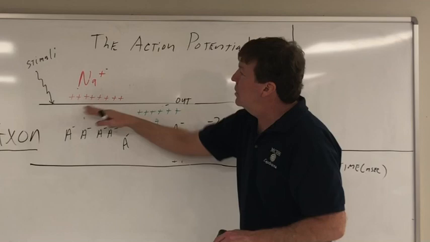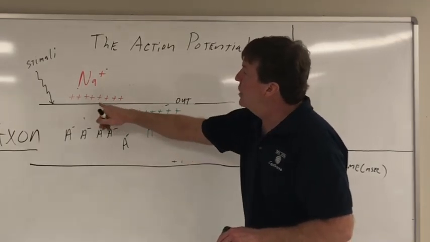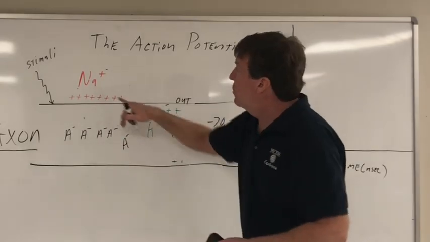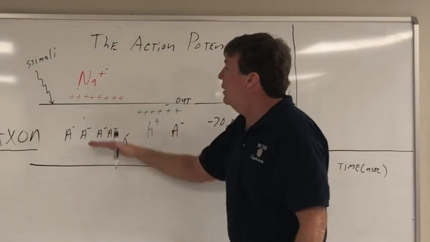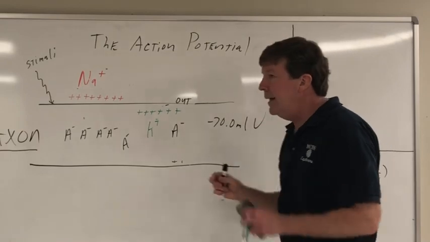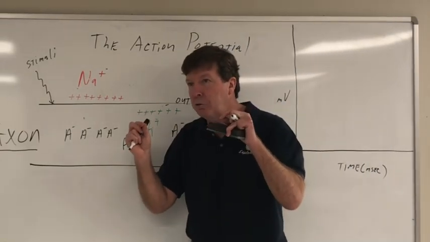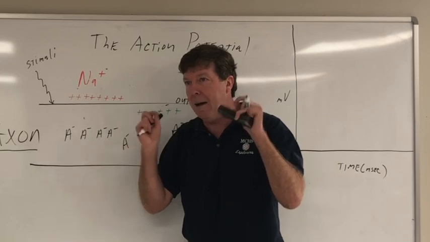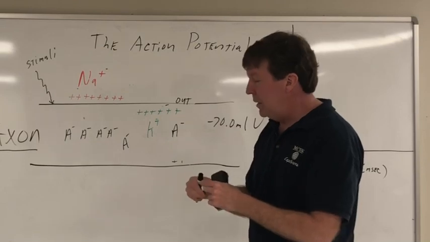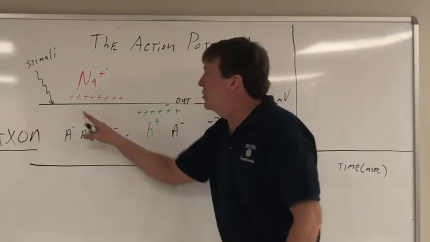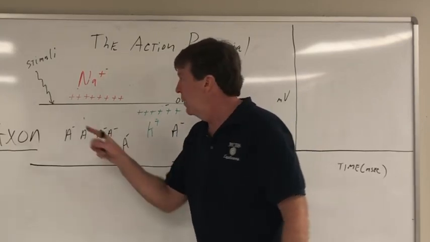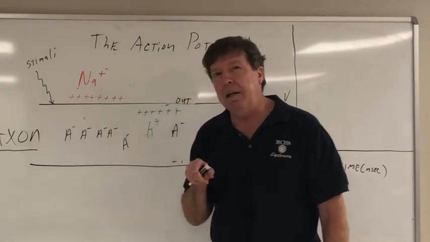Now you can kind of see what we mean by potential energy. These positively charged sodiums are really attracted to the overall negative charge on the inside of that axon. Again, think of that rubber band that's been stretched and is ready to snap. Well, what exactly does the stimulus do? The stimulus is going to create a local or regional permeability increase in this region of the axon.